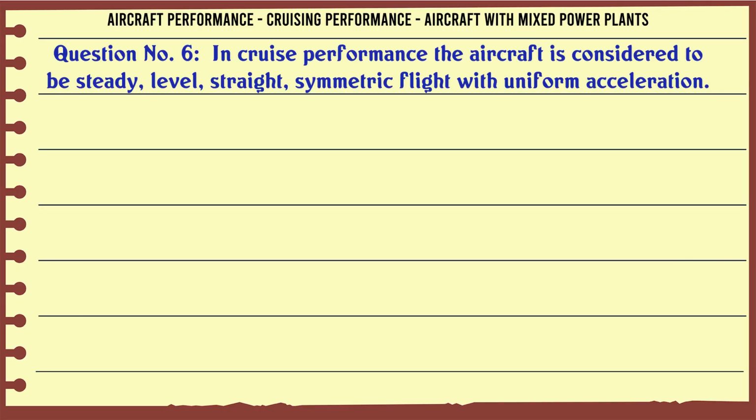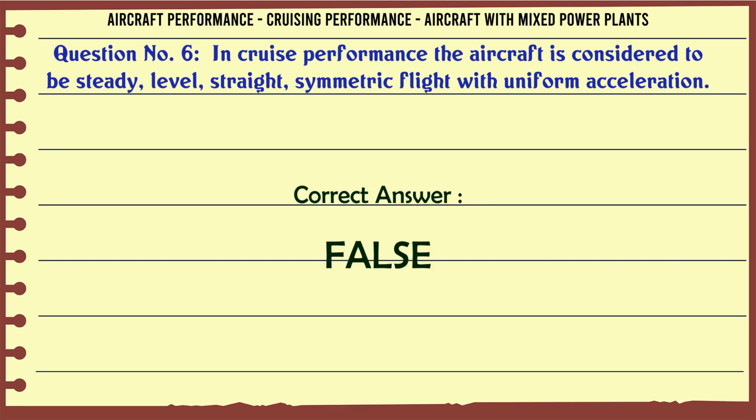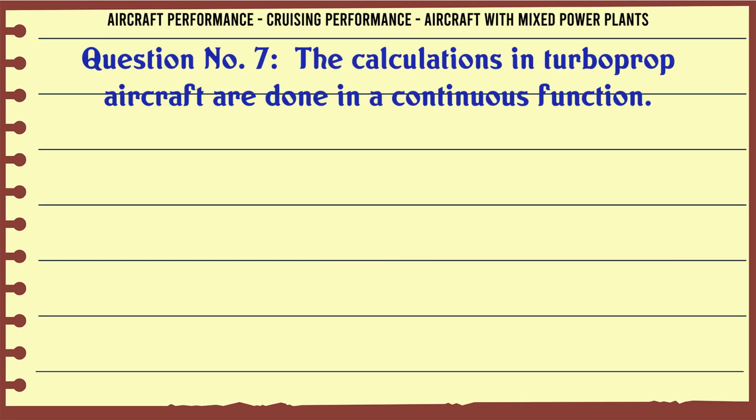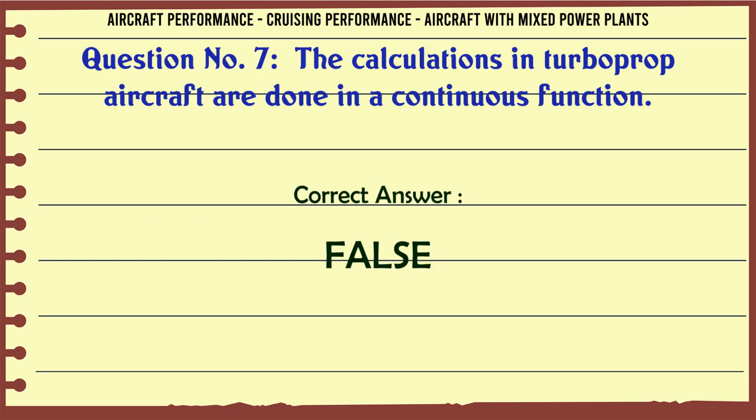In cruise performance, the aircraft is considered to be in steady level straight symmetric flight with uniform acceleration. A. True. B. False. C. D. The correct answer is false. The calculations in turboprop aircraft are done in a continuous function. A. True. B. False. C. D. The correct answer is false.